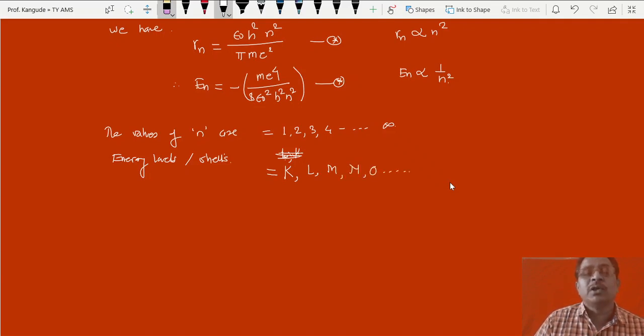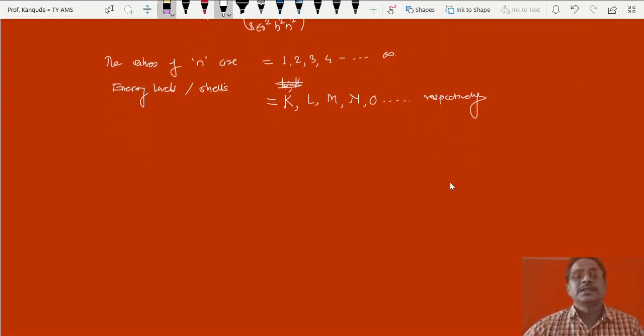So these are the symbols used for the state n equal to 1, the K state or K energy level, then the L energy level or L cell, M cell, N cell, O cell respectively. This is the nomenclature used. So the n value decides what type of cell it is. If n is equal to 1, it is the K cell. If n is equal to 2, it is the L cell. Likewise, we can go further.